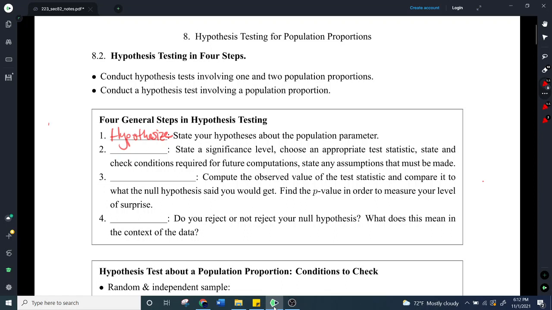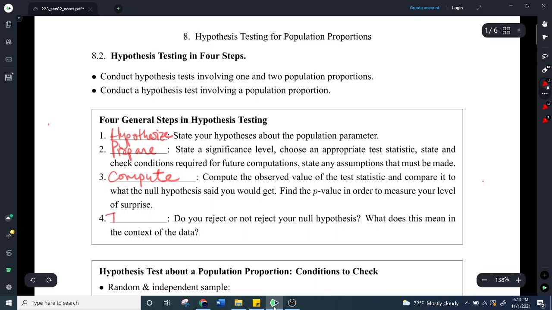Next, I call this the prepare step, and what I mean by that is state your significance level. If they don't give you one, just use 5%. We'll do an example in a minute. Choose an appropriate test statistic, check any conditions if necessary, and then just get ready to run your test. And then the next thing is compute. So that's where you actually put the information into StatCrunch. You're going to compute the observed value for your test statistic, and then find the p-value that goes with that.